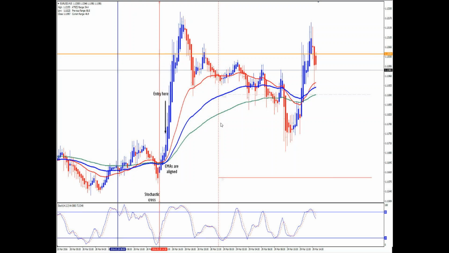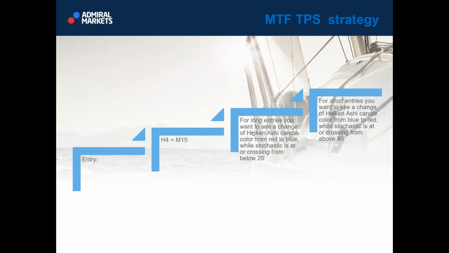Needless to say, this is a multiple time frame system. So you always need to check both the 4 hour and M15. There is no way that this system can function without the alignment of those time frames.